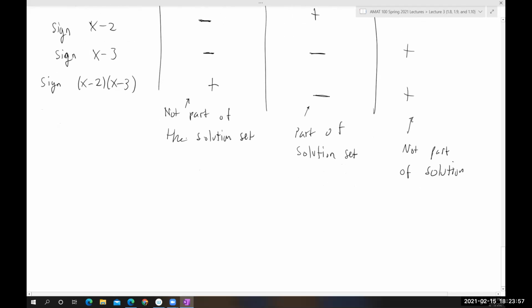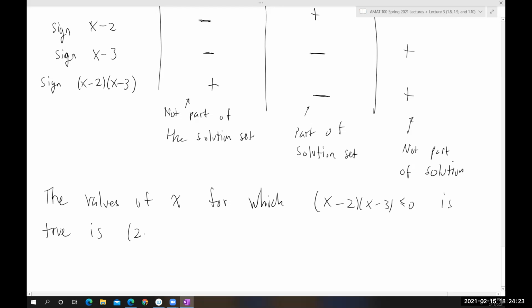So from here we can now describe the solution set. The solution set is the values of x for which x minus 2 times x minus 3 is less than or equal to 0 is true. The values of x for which this inequality holds is 2 to 3, and that's it.